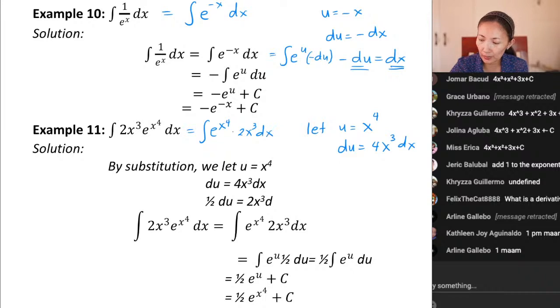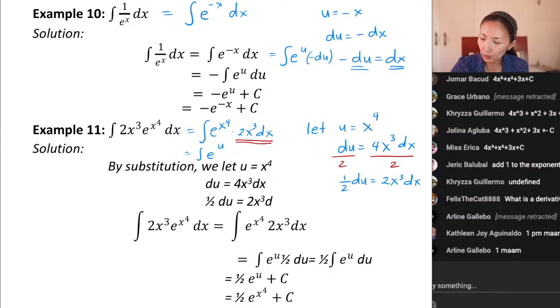And express it in terms of u. So, this will be the integral of e to the u. Now, let's find its replacement in terms of du. Let's find the replacement for the 2x cubed dx. Where? Here. It's 4x cubed here. So, what should we do? We now divide both sides by 2. So, this is the same as 1/2 du is equal to 2x cubed dx. So, what do we do with 2x cubed dx? We will replace it with 1/2 du.